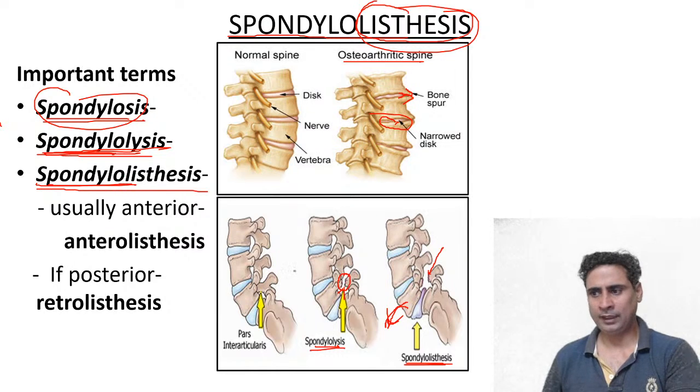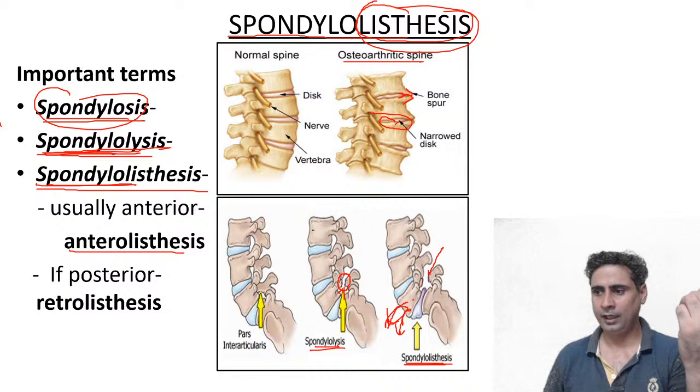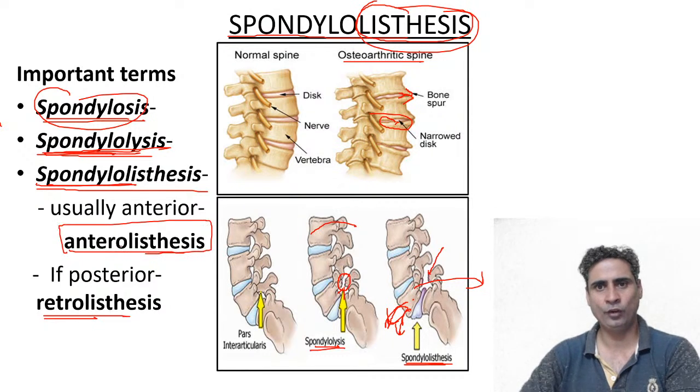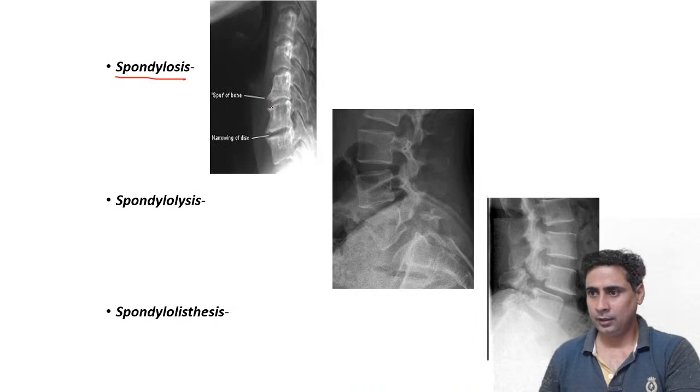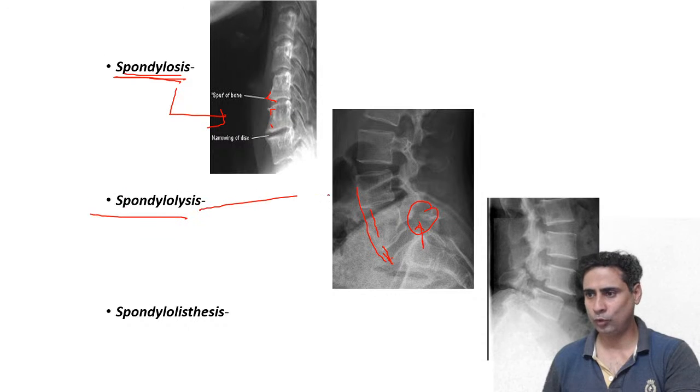Most of the time this spondylolisthesis is anterior. The upper vertebra is going anteriorly, which is known as anterolisthesis. Sometimes, very rarely, it may go in a backward direction posteriorly, known as retrolisthesis. But anterolisthesis is the most common type of spondylolisthesis. Now on X-ray you can see there is decreased intervertebral disc space, bone is sparse. So this is spondylosis or degenerative changes. Here you can see break in pars interarticularis, but there is no slippage of vertebra. So this is pure spondylolysis.